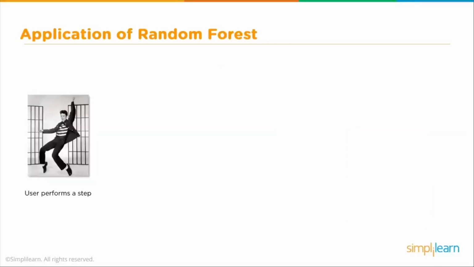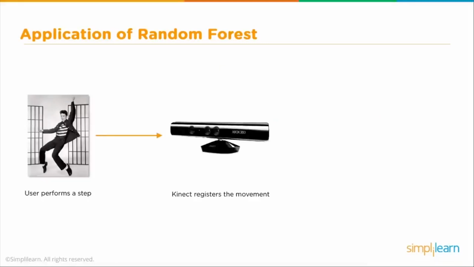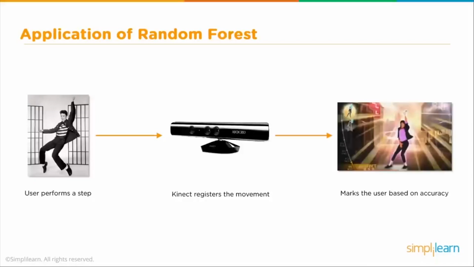We have a user who performs a step. In this case, it looks like Elvis Presley going there. That is then recorded so that Kinect registers the movement. And then it marks the user based on accuracy. And it looks like we have Prince going on this one. From Elvis Presley to Prince. It's great. So it marks the user based on the accuracy.